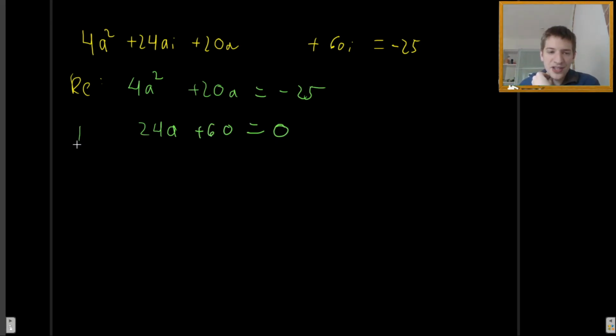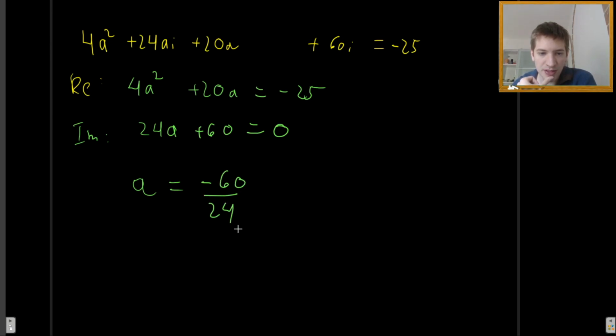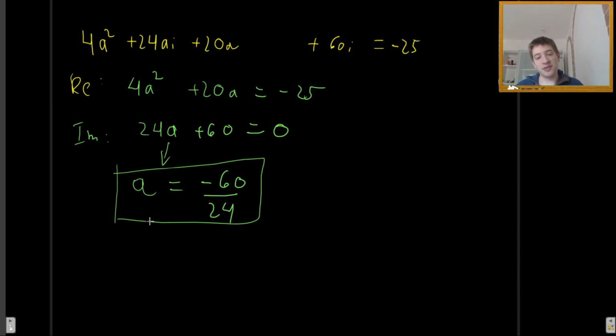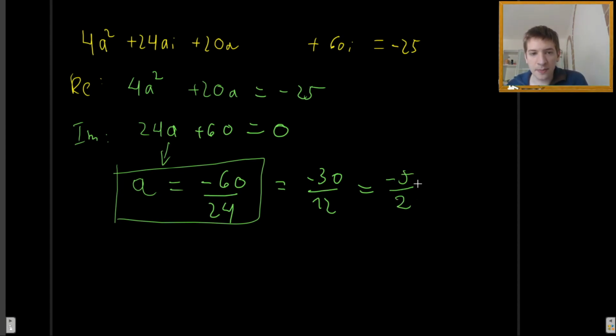And the imaginary part says that 24a plus 60 has to be equal to 0. So the imaginary part seems to be a lot easier to solve, and remember that both of these should be true. So we can actually choose to solve whichever one is the easiest, which is going to be the imaginary part. So a is going to be minus 60 divided by 24. This just comes from the second part. And now we can simplify this. So that's minus 30 divided by 12, and we can divide by 6, so this is minus 5 divided by 2. Okay, so this is actually a solution, so this is done.